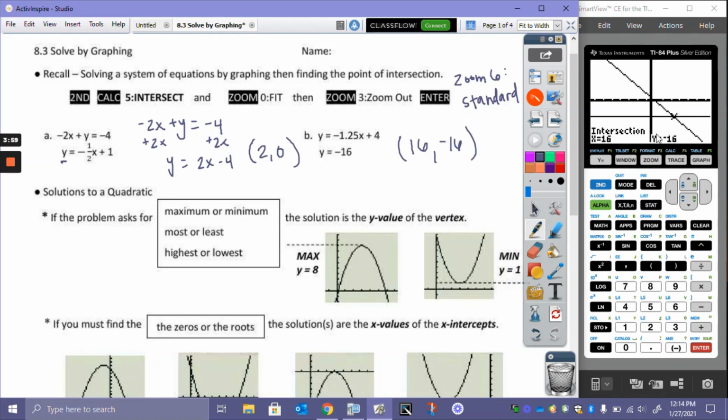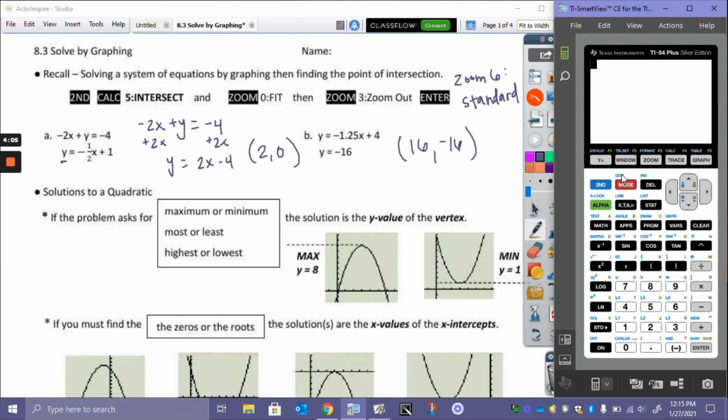A lot of people are not sure how to get out of a graph or y equals table, so I'll show you that as well. Second mode will push up that quit button and get you back to a normal screen.